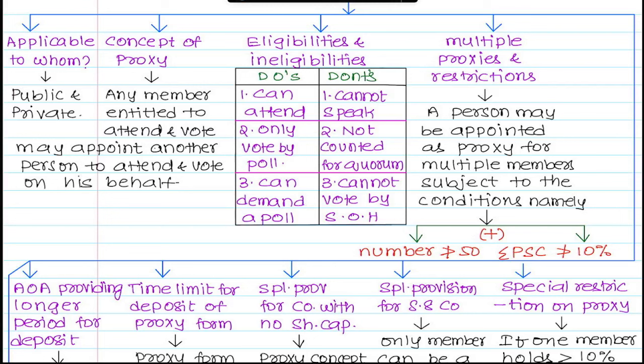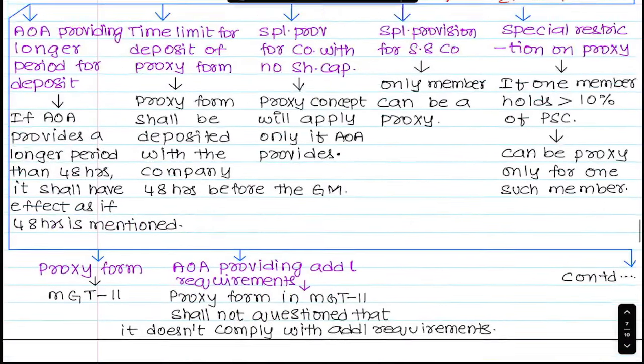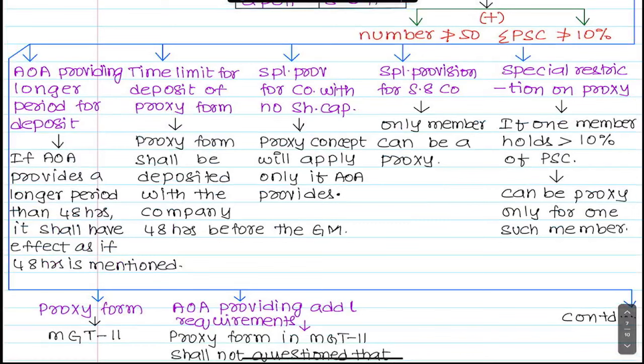Cannot speak. Next one. Cannot vote by show of hands. Next one. Cannot be counted for quorum. Up to here, understood the point clearly? Next issue. Listen carefully. Now we are going into the most important area.